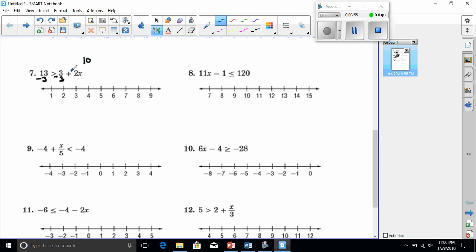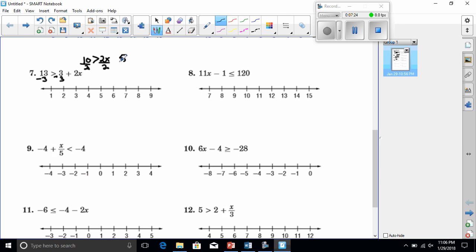Now I have the greater than symbol. And over here I have 2x. All right, when I put these together, I see that I have 2 times x. So I have to do the opposite of multiplication, which is division. So I'm going to divide it by the coefficient 2. But whatever I divide from one side, I have to do the other side. 10 divided by 2 is 5.